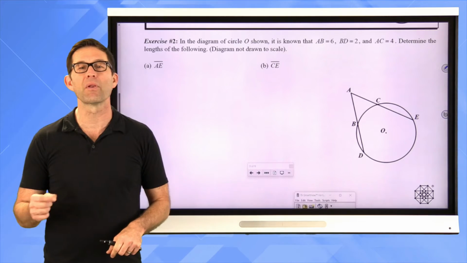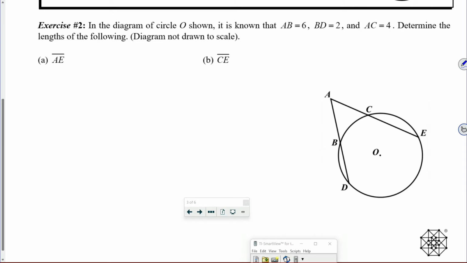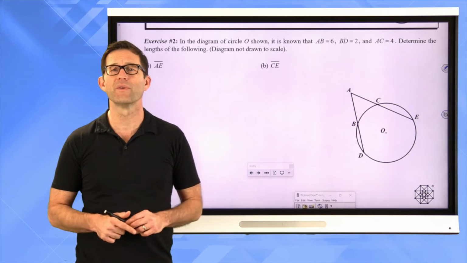It's pretty easy to apply this theorem. In the diagram of circle O shown, it's known that AB is equal to 6, BD is equal to 2, and AC is equal to 4. Determine the lengths of the following, diagram not drawn to scale. Letter A, determine the length of segment AE, and letter B, determine the length of segment CE. All right, well, let's work through this one together.